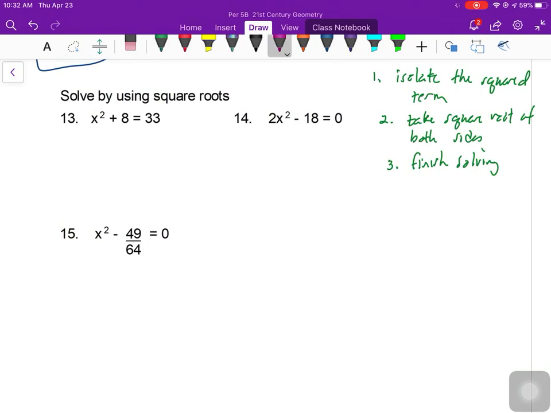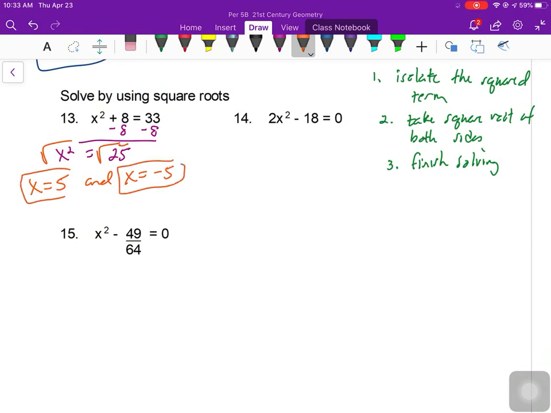Okay, let's try a problem using this solving by square roots method. To isolate the x squared, I have to subtract 8 on both sides. X squared equals 25. Now we take the square root of both sides. When you take the square root of 25, you get two answers. X equals 5 and x equals negative 5. There are two answers.